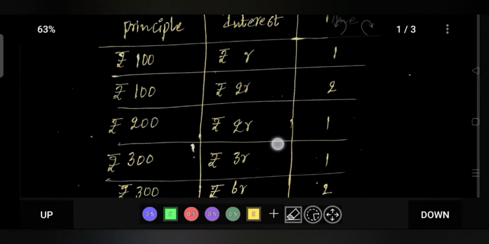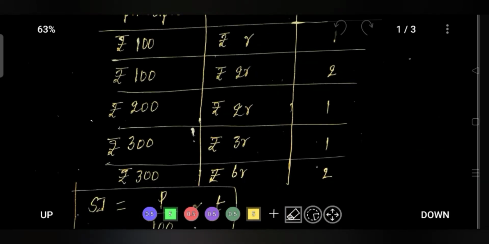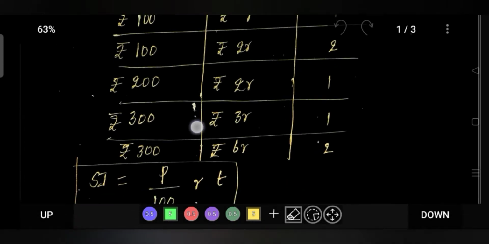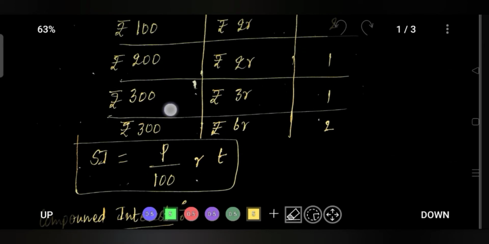Now here I have used 200 rupees for 1 year only. Per 100 I should pay R rupees, so for 200 I should pay double the rent. Why? Because I used more money here. Likewise, if I use 300 rupees for 1 year, I should pay the rent of 3R rupees. That rent is nothing but interest in this case.